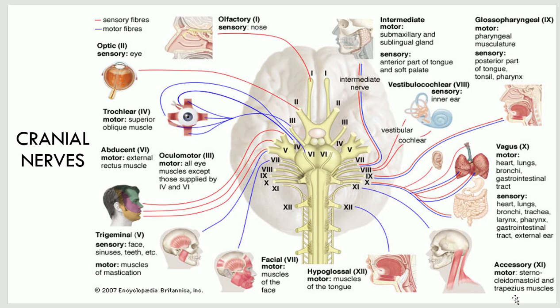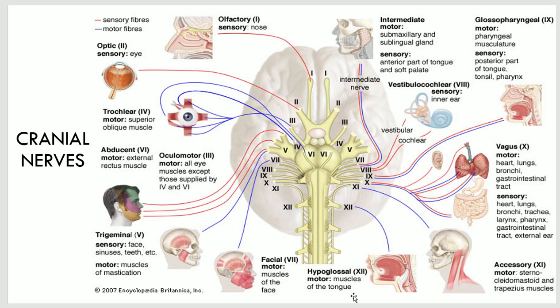Number 11, our accessory nerve. All right, this one's motor, goes to the sternocleidomastoid muscle and the trapezius muscle. Remember, trapezius helps you shrug. Sternocleidomastoid helps you turn your head to the opposite side. And then number 12, our hypoglossal, motor.